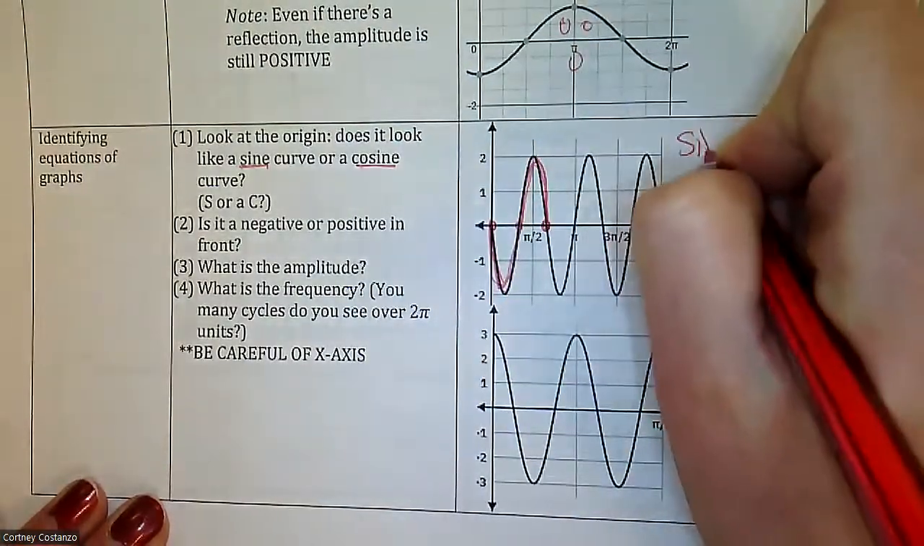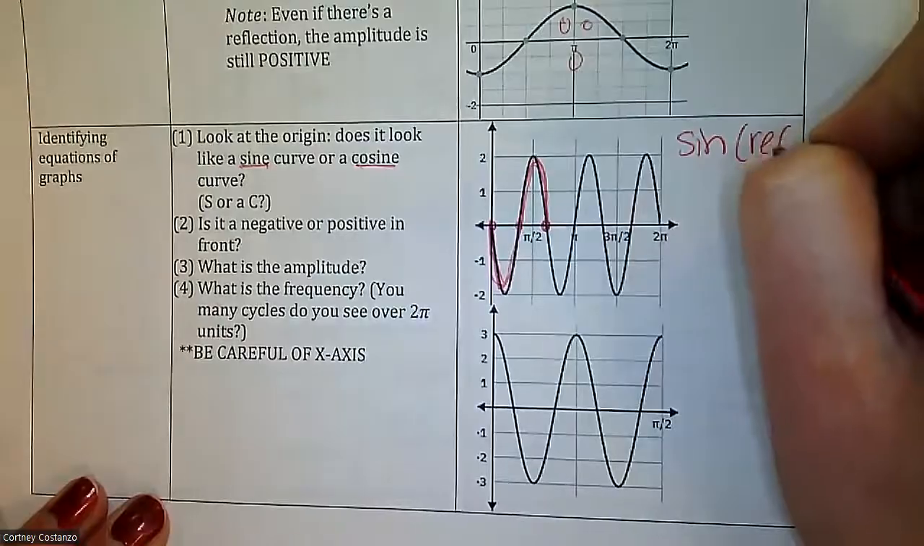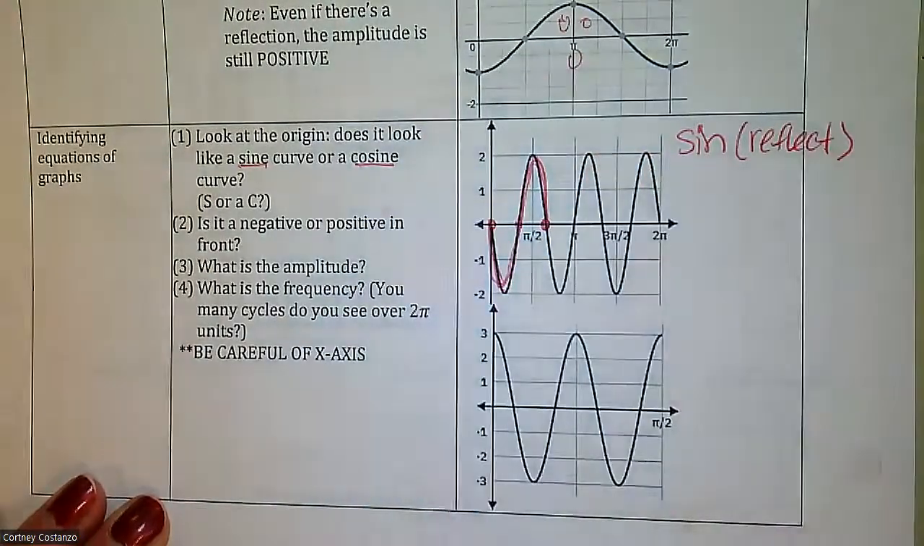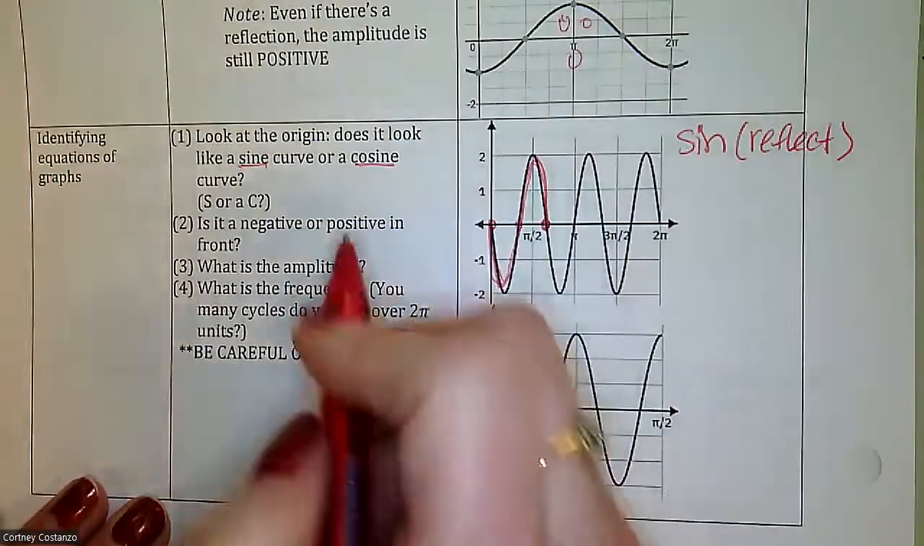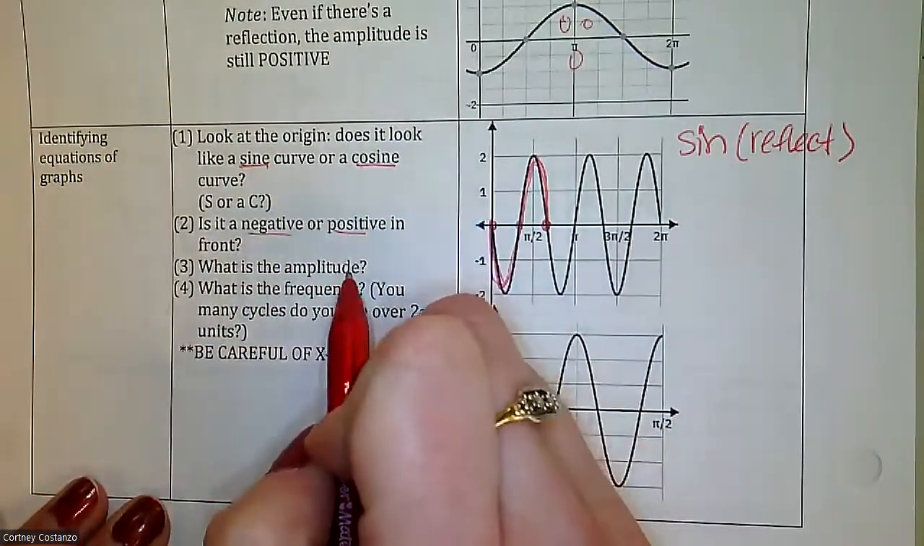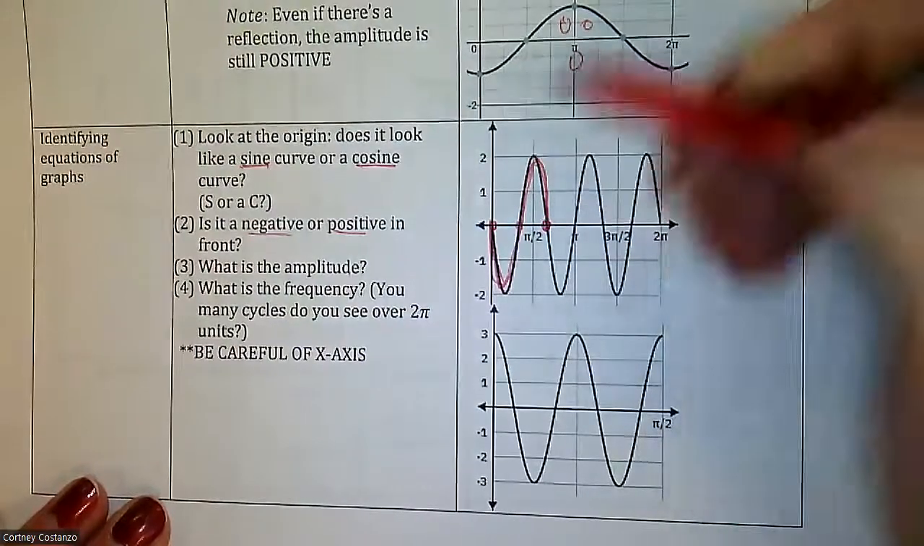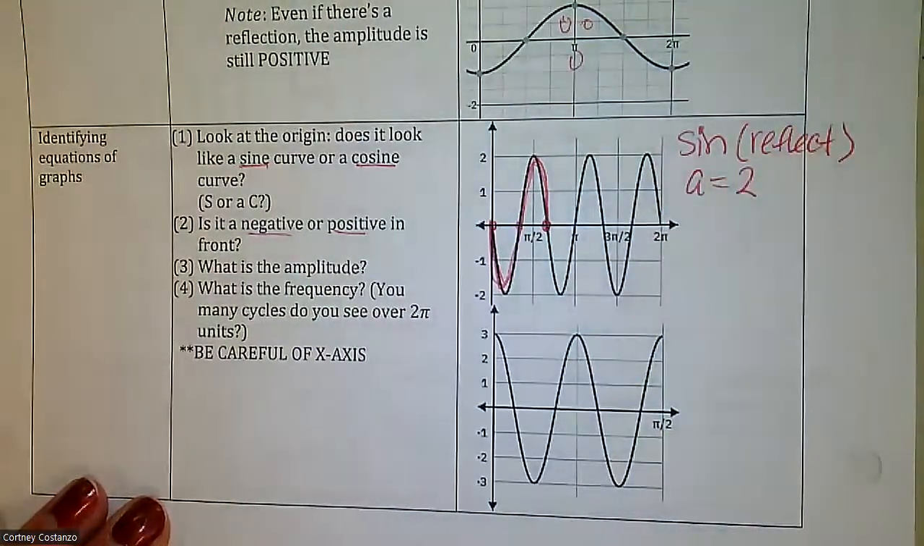So that's going to be a sine curve, but I notice that it's reflected. And the reason why I know that is because it goes down. So it's going into the negatives first, or under the midline. So it's reflected. Next, so we figured out if it's negative or positive. Next, maybe the amplitude is the next easiest thing to figure out. Obviously, from the midline to the highest point, it has an amplitude of 2.